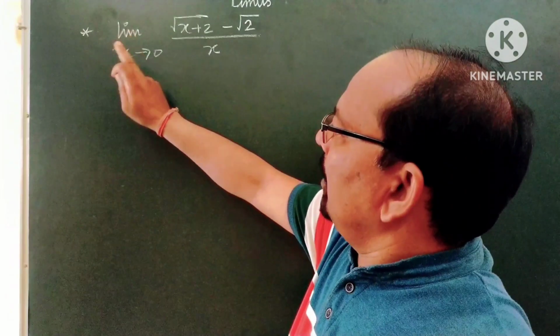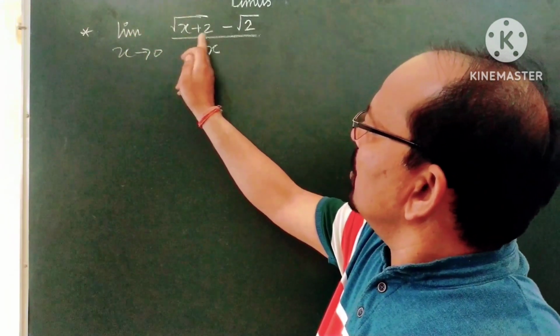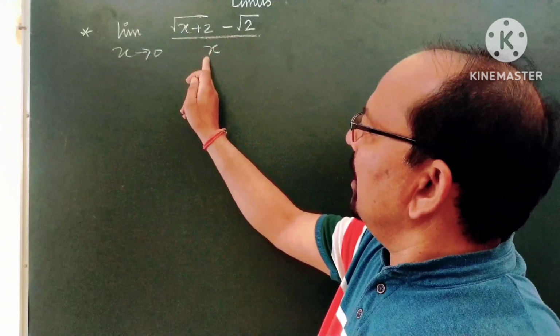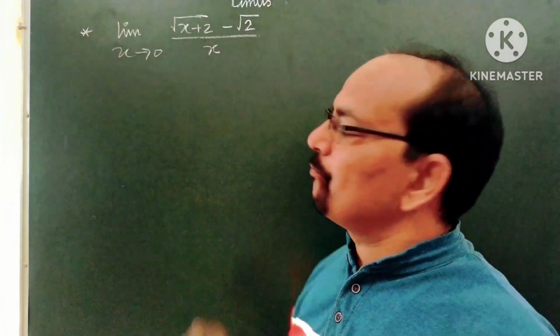Today I will continue the limit chapter from 11th, and from this chapter I will take the topic limit of algebraic functions, which are very different from general functions. Therefore, the first question is: find the limit of (root of x plus 2 minus root 2) upon x, as x tends to 0.